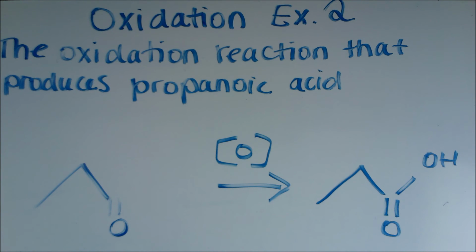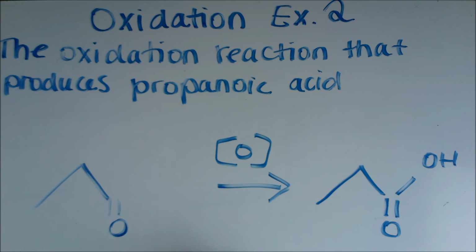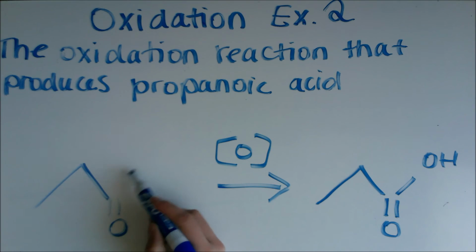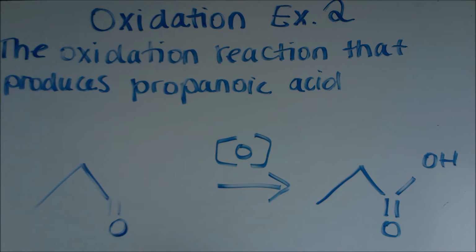Because more bonds were formed to the oxygen, this came in because no more bonds could be formed here. So another bond was formed to oxygen, and that oxygen bonded to a hydrogen.